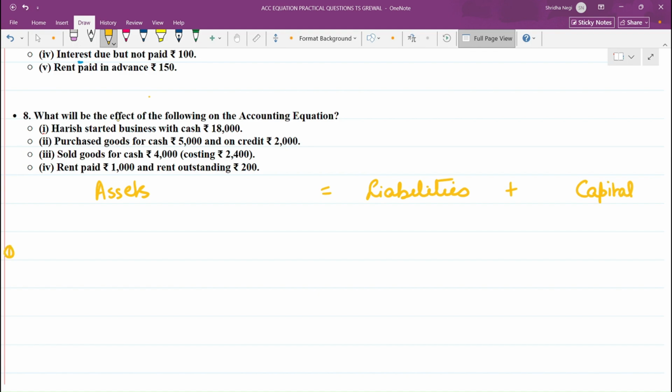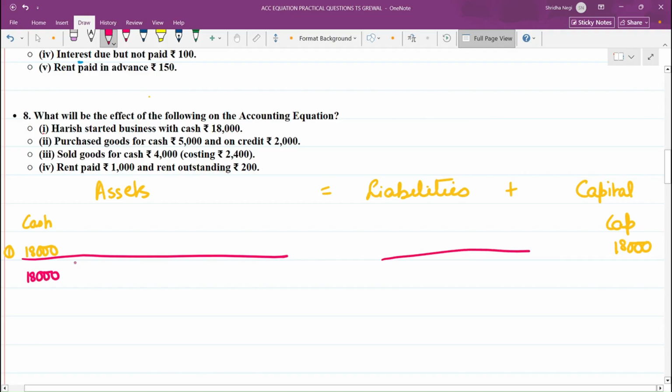Harish started business with cash 18,000. So cash is coming in as an asset. So we will write 18,000 cash under assets, and capital is how much? 18,000, because the owner has put it in. Now let's get the figures down. So 18,000 cash will come down, and here on this side 18,000 capital will come down, equal to.